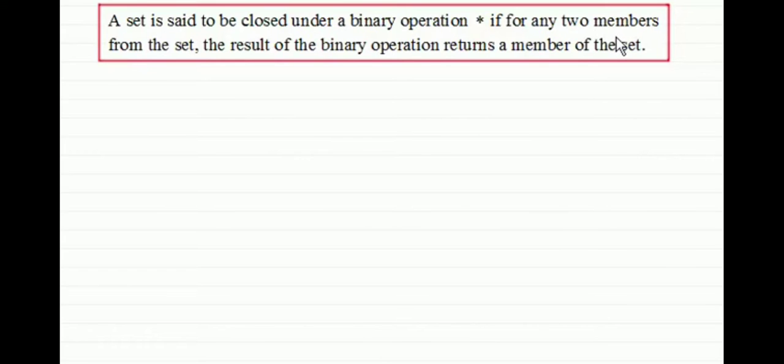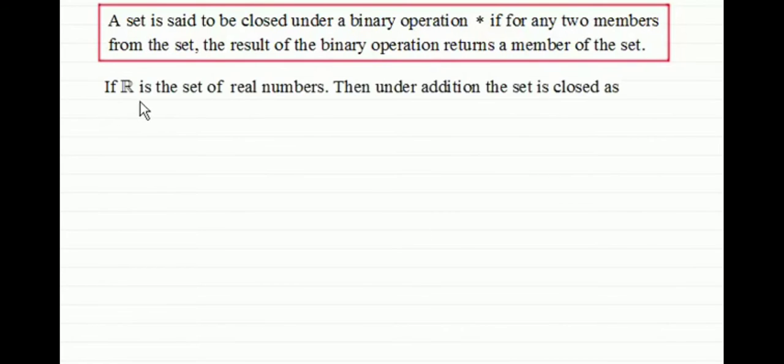So for a binary operation we need two members from the set. A set is said to be closed under the binary operation star if, for any two members from the set, the result of the binary operation is a member of the set.